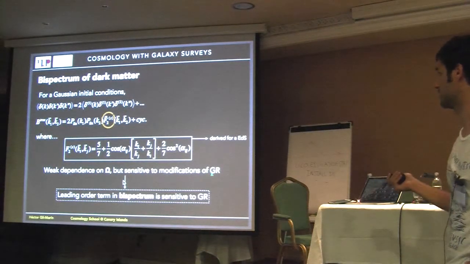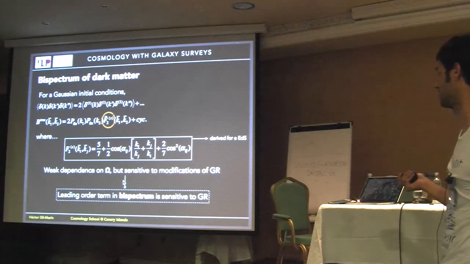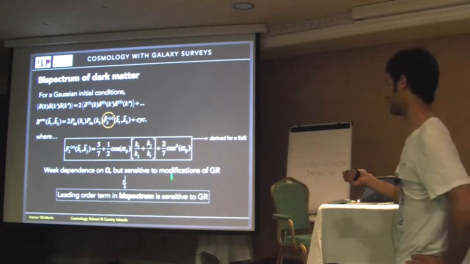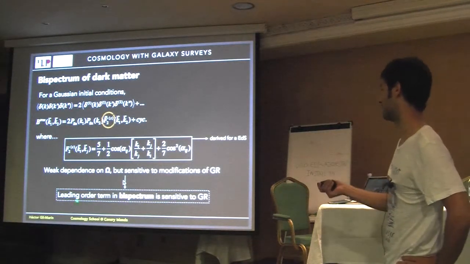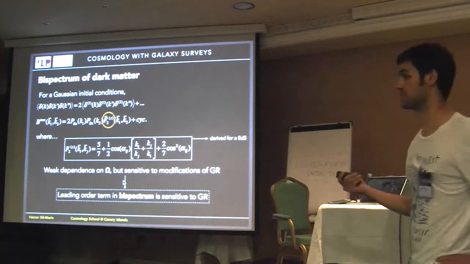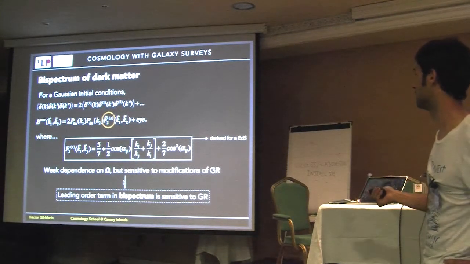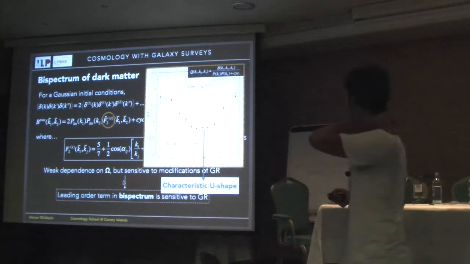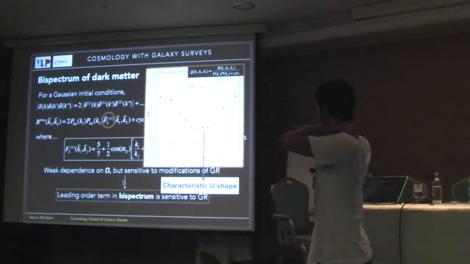If GR is not the theory of gravity of nature, these kernels would change significantly. And this would affect the bispectrum. Actually, it would affect the leading-order term in the bispectrum. This is why it is said that the bispectrum is sensitive to GR. And actually, we can see it here.